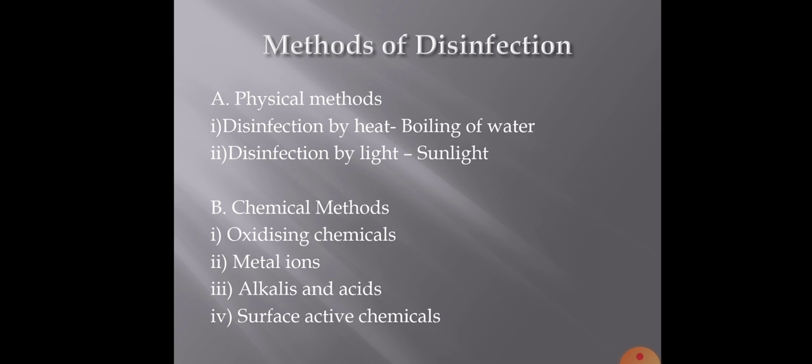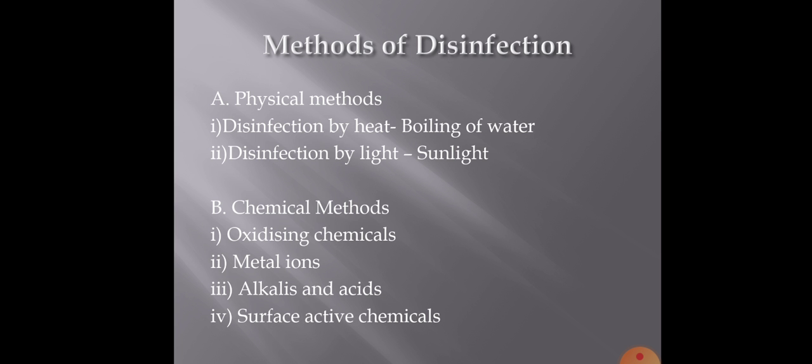So here sunlight can be used as a natural disinfectant, and also irradiation by the ultraviolet rays will intensify the process of disinfection. The UV rays from the sun will intensify the disinfection process. These are the physical methods. One is by heat, that is boiling, and the second method is disinfection by light, that is with the aid of sunlight. And coming to the next method, the chemical methods, it includes the following sub methods.